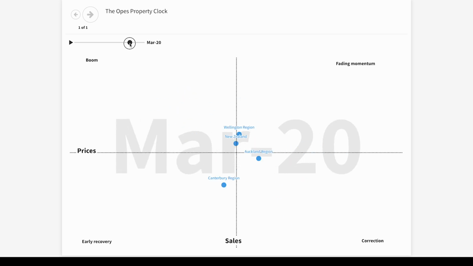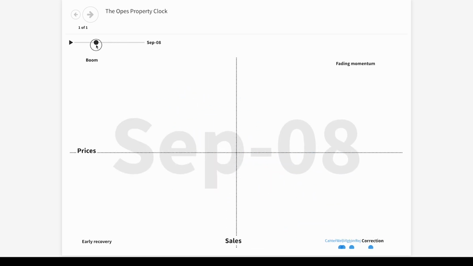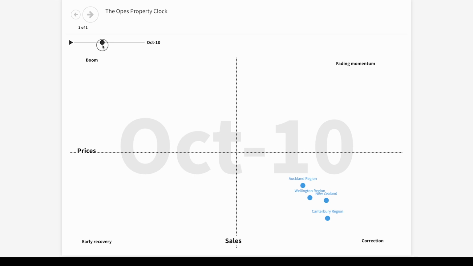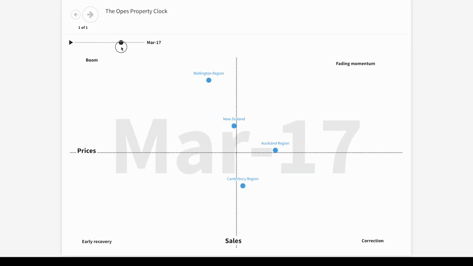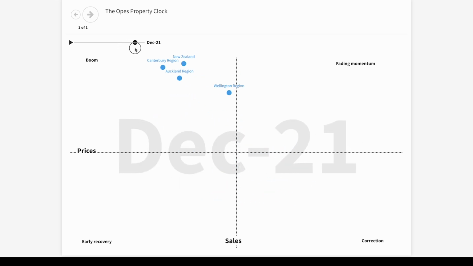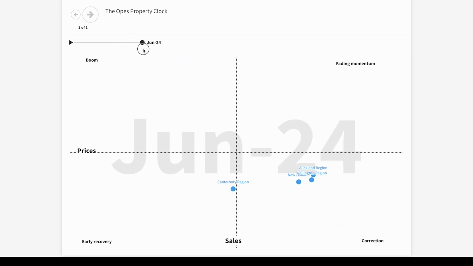Because one other thing, when you take the theory of the property clock and try and make a data-based version, you see that actually a lot of the markets don't necessarily move right around the clock in a straightforward manner. You tend to see them lurch between a correction phase and going up into a boom phase. You might start to see phases of early recovery, but it doesn't move directly around like that property clock could or should. So maybe the theory of the property clock isn't quite as correct as we might have always thought.